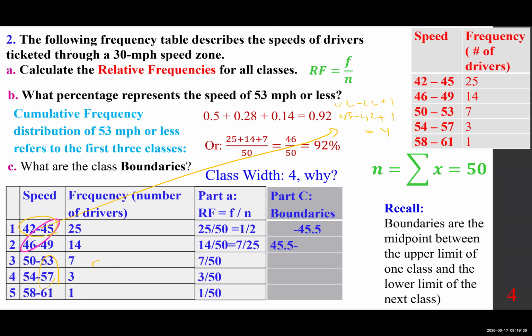57 minus 53 is 4. That's all. So if that's the case, then just add 4 and I get 49.5 here. The same thing here. Okay, and I continue. This one, I'm going to subtract 4 from 45.5 and I get 41. So it's very straightforward, everybody.